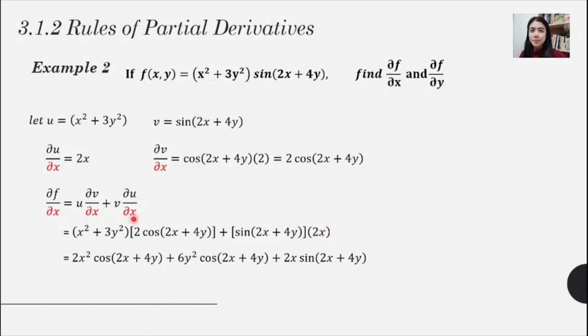Okay, you can expand them. So you expand this one, so you have 2x squared cos 2x plus 4y. And expand this one, it gives you 6y squared cos 2x plus 4y. Okay, and then we expand this one, you will have 2x sine. So this is the answer for this one. So now I want you to pause the video for a while and try for this one.